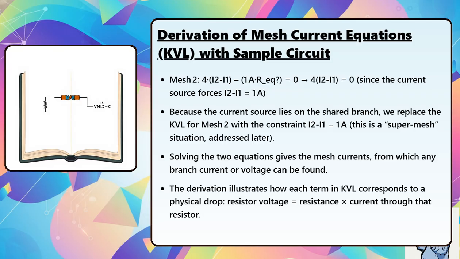The derivation illustrates how each term in Kirchhoff's voltage law corresponds to a physical drop. Resistor voltage equals resistance times the current through that resistor.